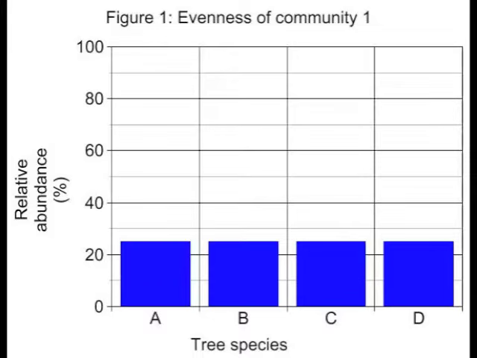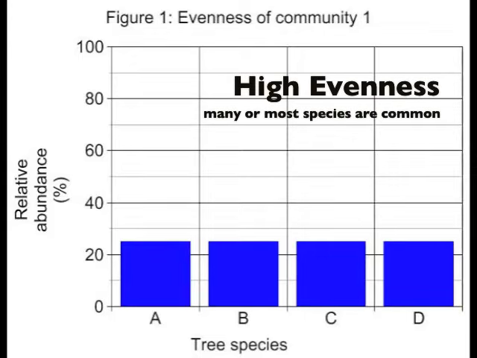This is a graph of the relative abundance of the species in Community 1. You can see that all of the bars are the same height. This is the maximum evenness that is possible when all species are equally abundant.